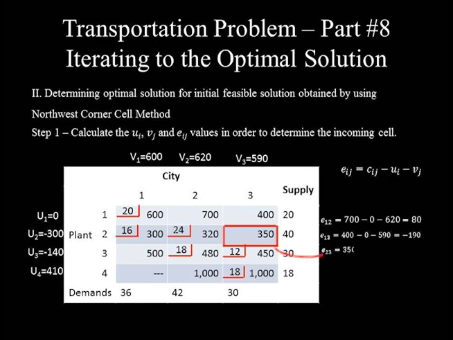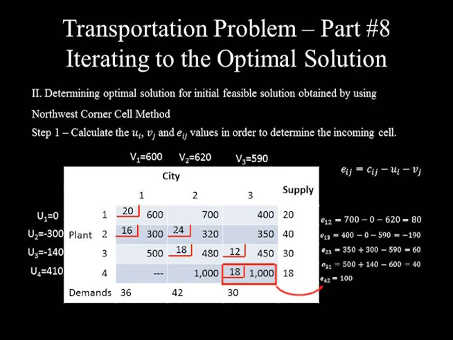E23 is equal to 350 minus negative 300, which is plus 300, minus 590, which gives us 60. E sub 3,1 is equal to 500 minus negative 140, which is plus 140, minus 600, which gives us 40. And E42 is equal to 1000 minus 410 minus 620, which is equal to negative 30. Since the net evaluation indexes of two unoccupied cells are less than 0, the solution is not optimal. These negative net evaluation index values tell us that the transportation cost will decrease by the mentioned amount if shipments are allocated to these cells.